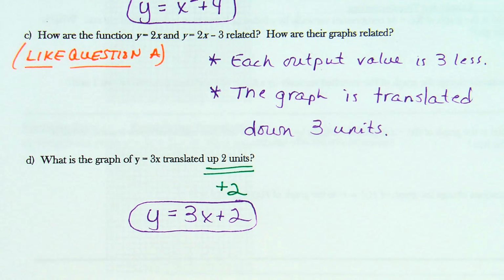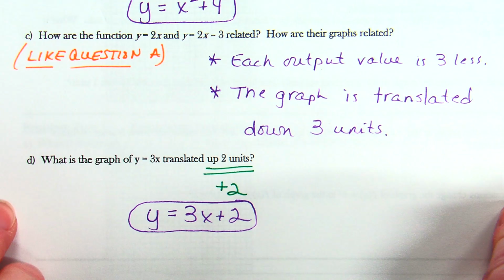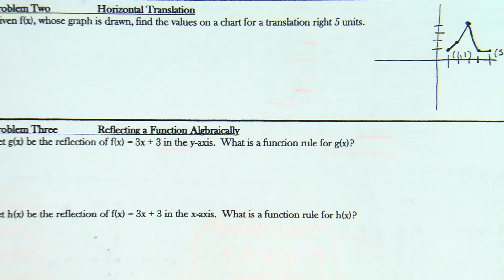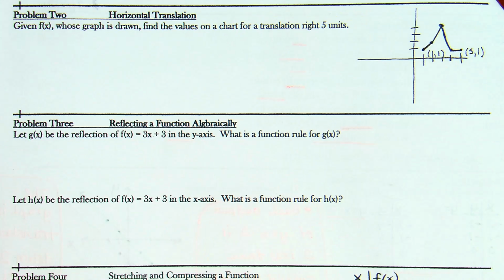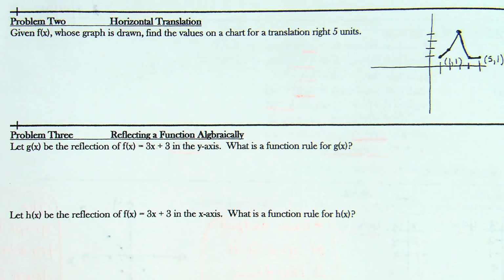Now let's look at the back side. That front side was really just dissecting vertical translations. We're going to do some various other things here. We're going to talk about horizontal translations. Horizontal means we're talking left or right. So given f of x, whose graph is drawn, find the values on a chart for a translation right 5 units.